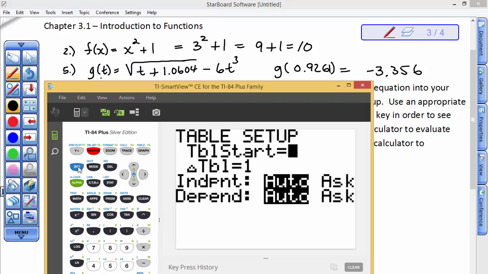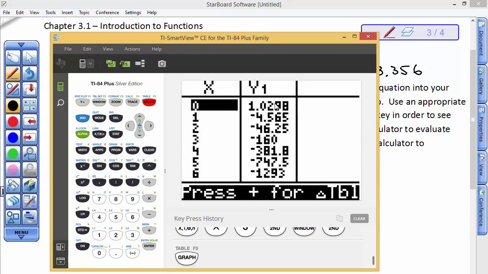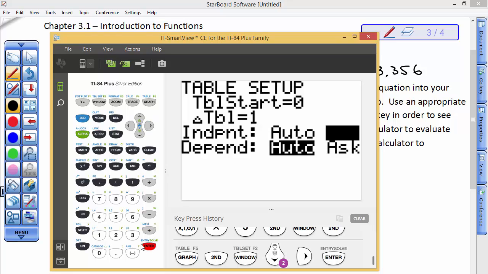And if I put 0 into that equation, I get 1.0298 out. If I put 1 in, I get negative 4.2. If I put 2 in, I get negative 46. 3, I get a negative 160. But check this out. If I go second window again, and I instead arrow down to the independent variable, and I arrow to the right to get my cursor right here, and I hit enter, here's my red enter, I just hit that. I'm going to have the calculator ask me for what I want to put in for the independent variable when I go to this table.